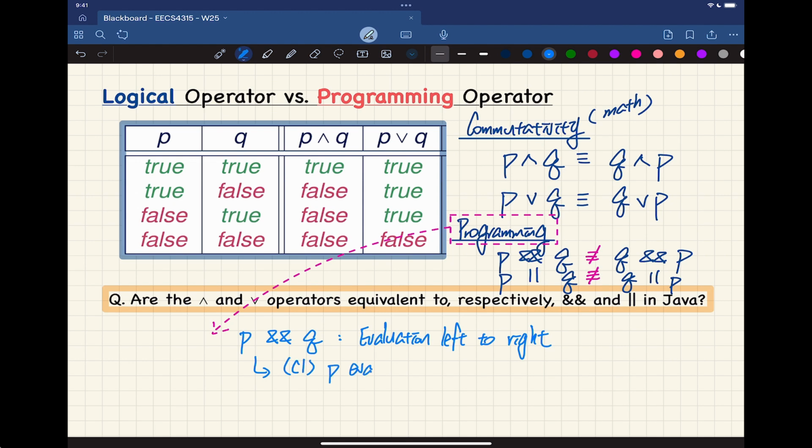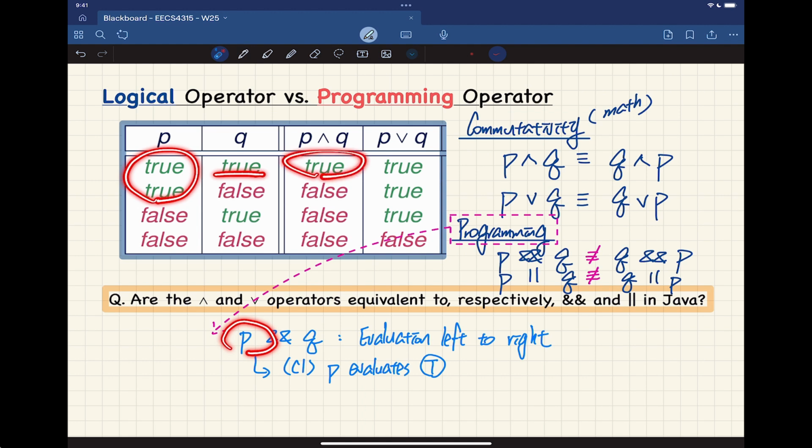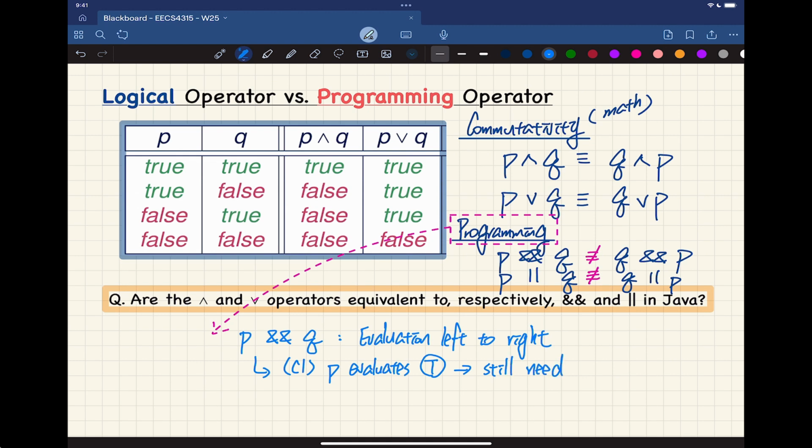P evaluates to true. If I know that P is already true, according to the truth table, if Q happened to be true, the result will be true. But if Q happened to be false, it will be false. So I really need to evaluate Q as well in order to determine. P evaluated true means we still need to evaluate Q. That's case number one.